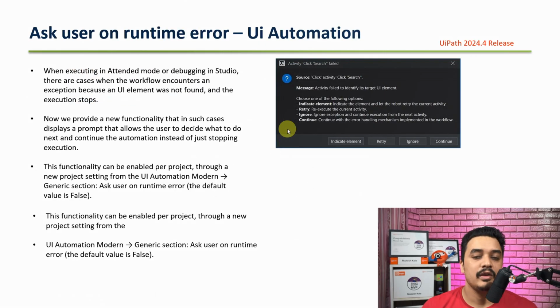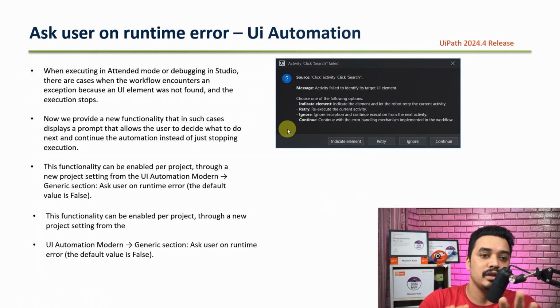Now moving forward, I want to talk about UI automation, which is user interface automation, where the automation happens with the help of clicks and UI elements. Over a period of time, UiPath keeps updating UI automation, but this time there is an update relevant for developers: ask user on runtime error. Whenever you are executing an automation during debugging and you get some exception, Studio is going to ask you what you want to do: indicate, retry, ignore, or continue.